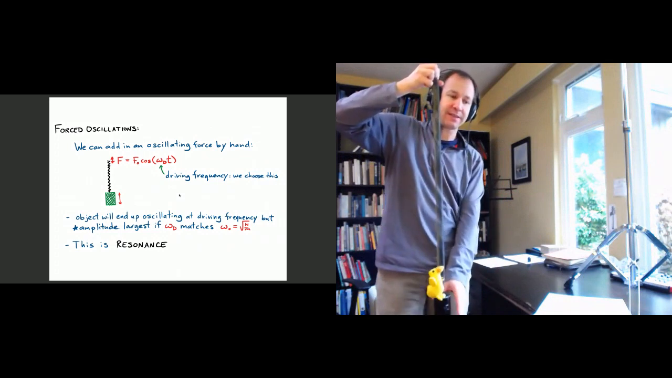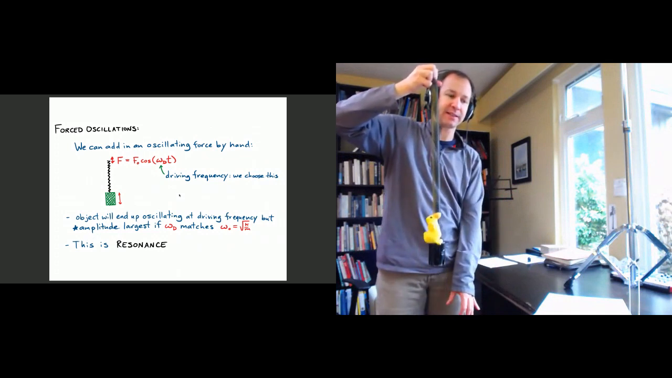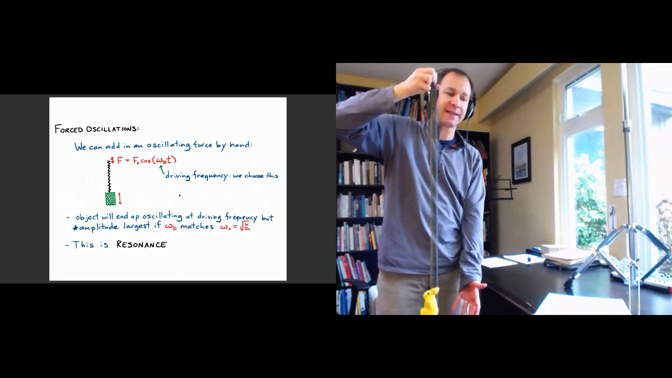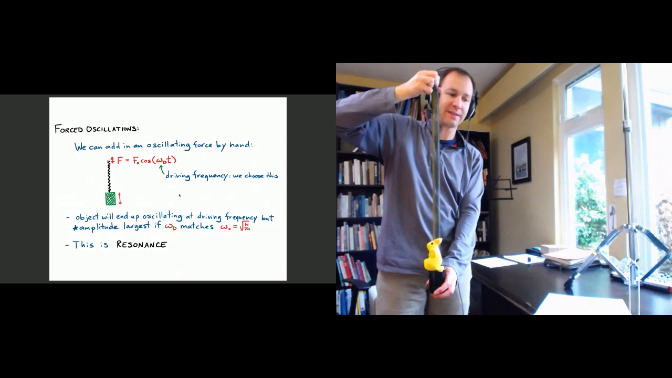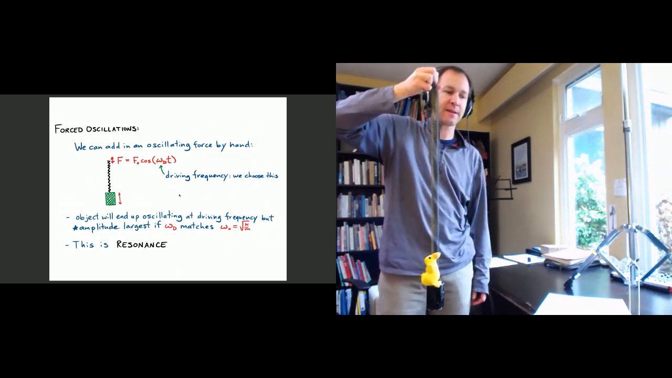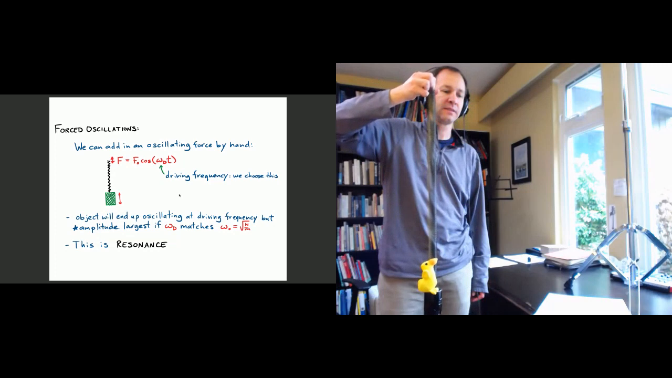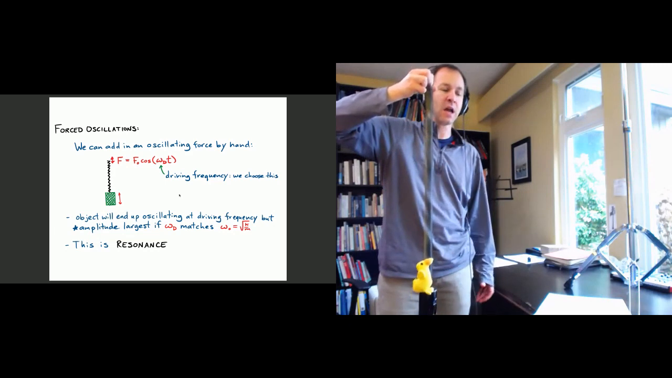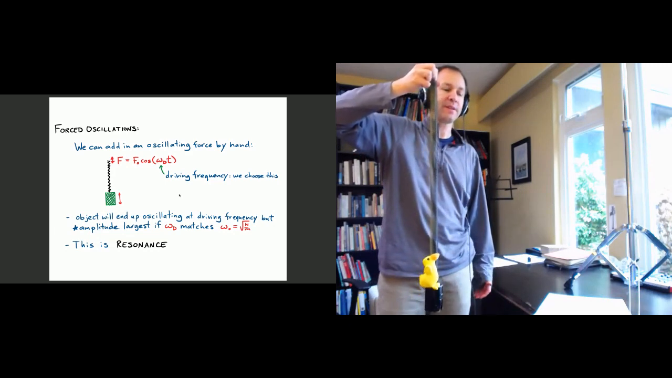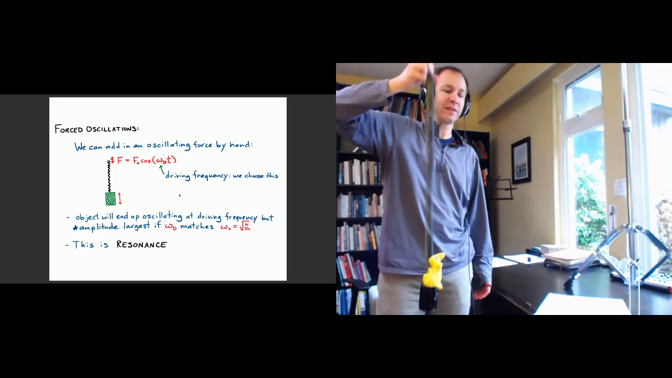So there's a natural frequency that this will oscillate at on its own, but I don't have to drive it at that frequency. I could move my hand up and down periodically much slower, and then the duck will move up and down at that frequency, or I could move my hand up and down much faster than the natural frequency.